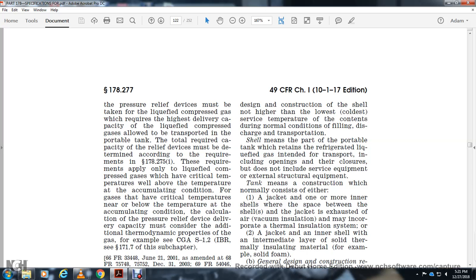Portable tank shall mean a portable tank for the transportation of refrigerated liquefied gas, including the closures, but not including the service equipment and the external structure. Equipment tank means the construction which normally consists of either a jacket with one or more inner shells, with the spaces between the shell and the jacket exhausted of air, vacuum insulation, incorporating a thermal insulation system. Or a jacket and inner shell with an intermediate layer of solid thermal insulating material, for example, solid foam.